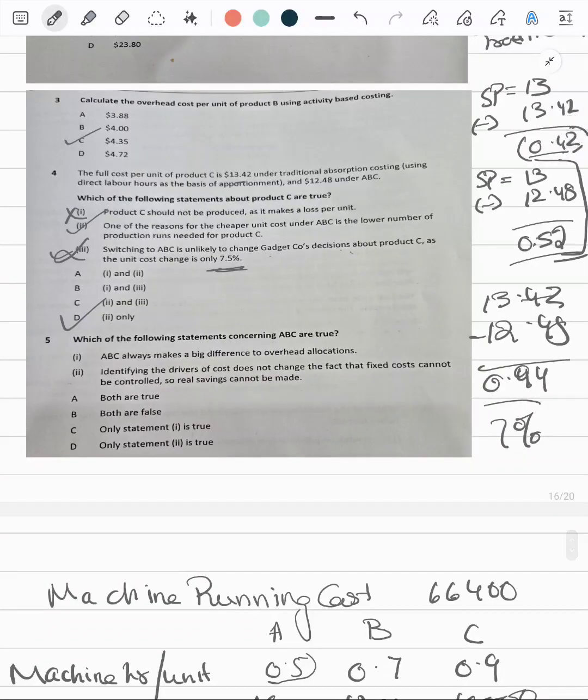Let's come on to the fifth part. Which of the following statements concerning ABC are true? ABC always makes a big difference to overhead allocation. It always makes a big, no, this is not true. It can make or it cannot make. So this is not true. Second, identifying the drivers of cost does not change the fact that fixed costs cannot be controlled, so real savings cannot be made. I think this is also false. So both statements are false, and the answer is B.